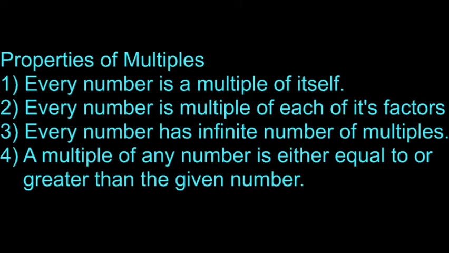And next property, a multiple of any number is either equal to or greater than that given number. I already told that the smallest multiple of a number is considered as that number itself. All other multiples are greater than that number.